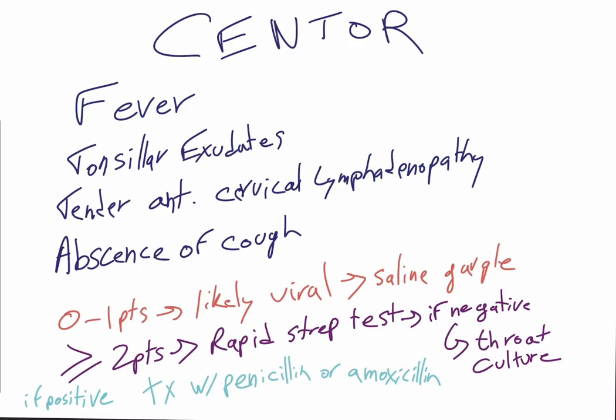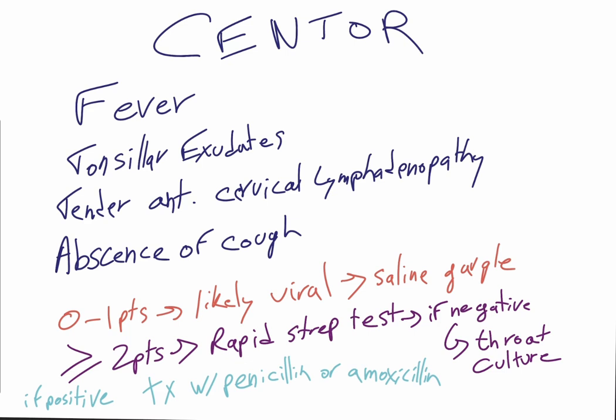Next up, we have to run through the Centor criteria for bacterial pharyngitis, which are used to differentiate between bacterial versus viral pharyngitis. The criteria are fever, tonsillar exudates, tender anterior cervical lymphadenopathy, and the absence of a cough. The absence, not a cough. The lack of a cough is a point.